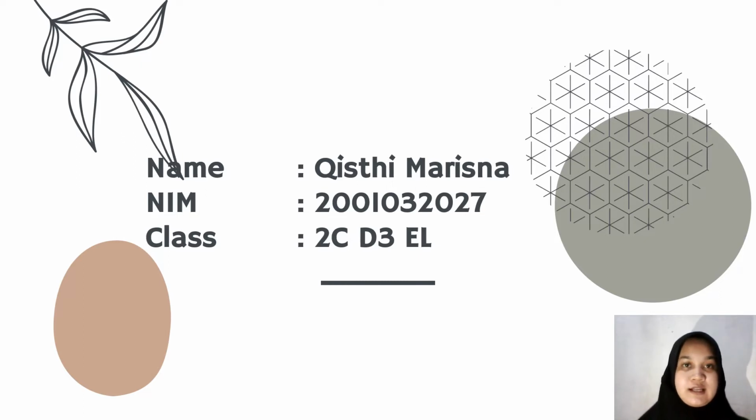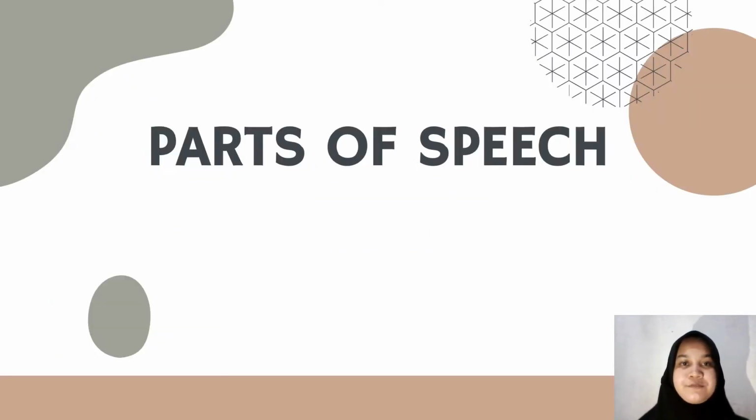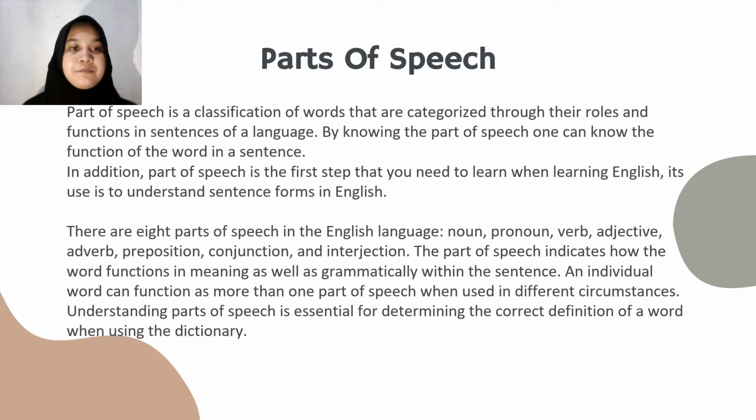Today we will discuss about parts of speech. Parts of speech is a classification of words that are categorized through their roles and functions in a sentence of a language. By knowing the parts of speech, one can know the function of the word in a sentence. In addition, parts of speech is the first step that you need to learn while learning English. Its use is to understand sentence forms in English.